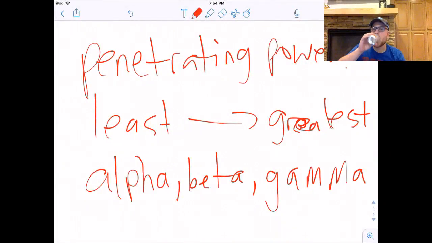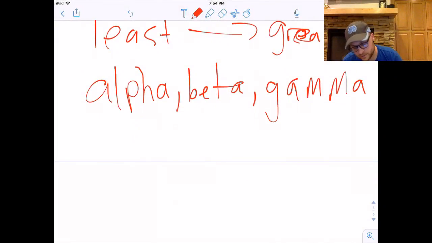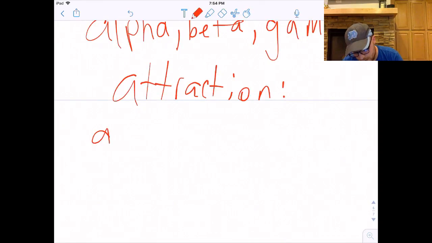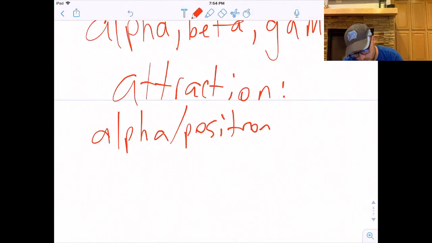You need to know attraction. In this case, it's just opposites attract. So alpha and positron are attracted to a negative charge, because alpha and positron are positive.